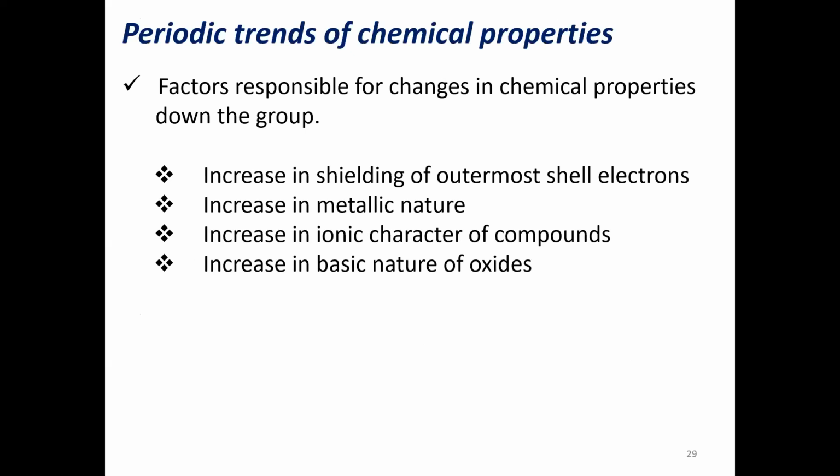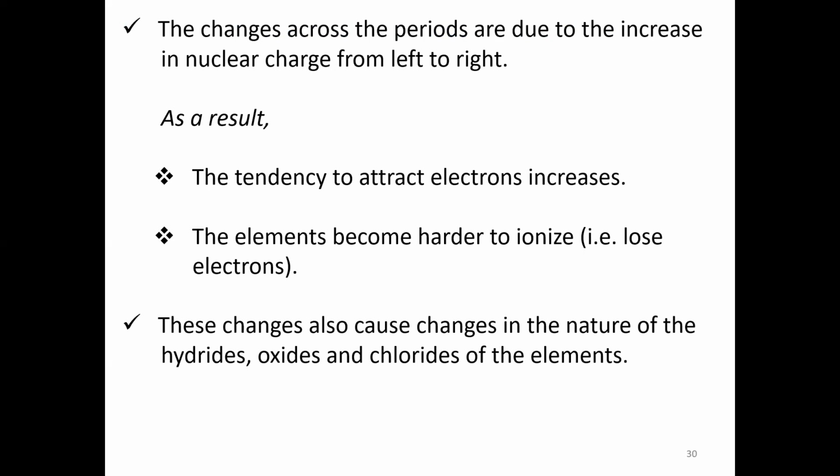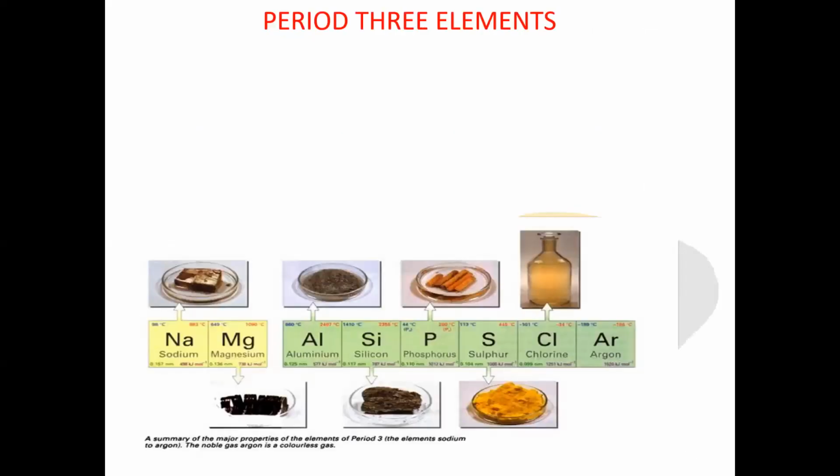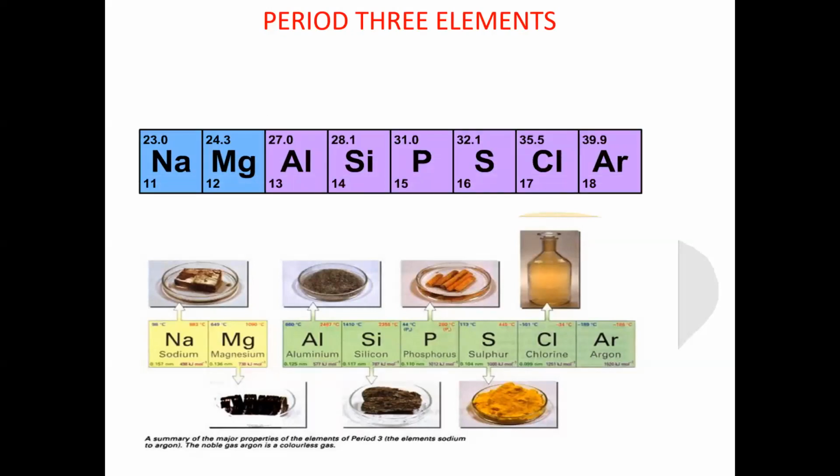So we have looked at the factors responsible for the chemical properties down the group, and also factors that affect the chemical properties across the period. So this is actually the end of your periodicity, the physical properties, the chemical properties, and their trends. Now, we go on to period 3 elements. We now move over to period 3 elements.